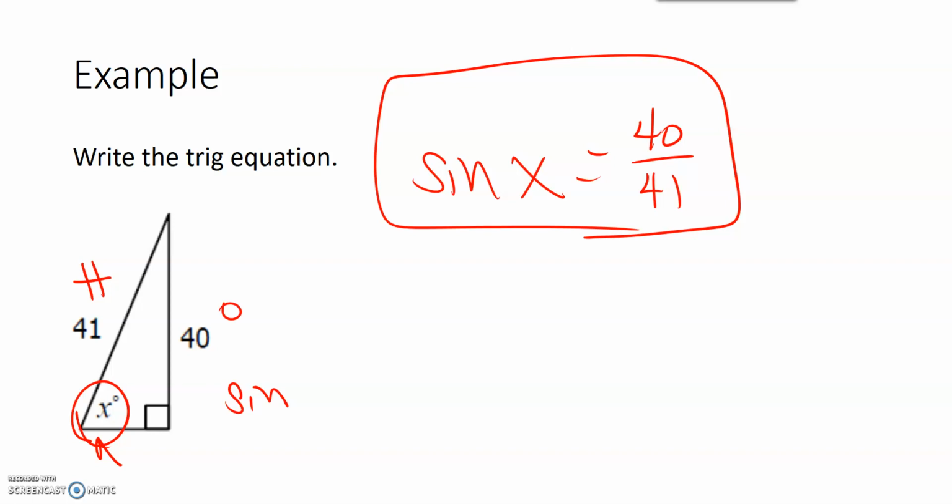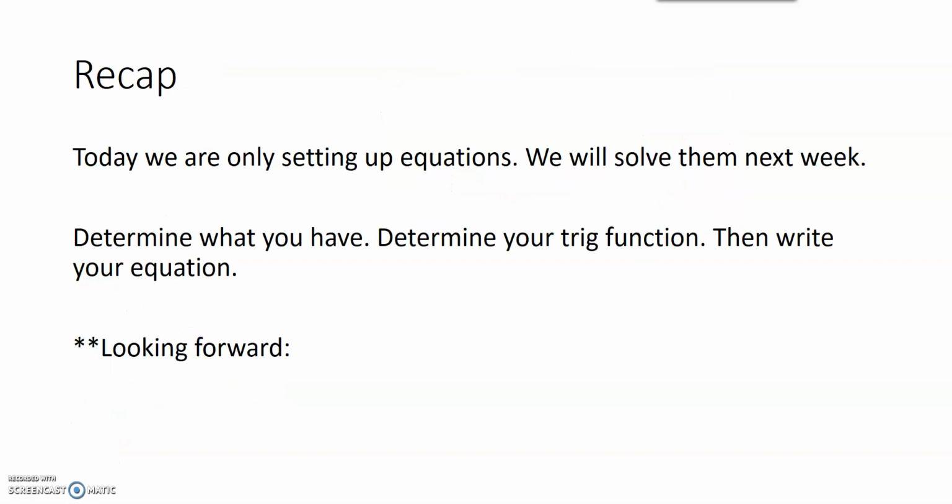You're just plugging in what you can determine from the triangle, and it has to be in that form. The trig function, the angle equals the ratio as a fraction. Okay, so quick recap here. Today, we're just setting up equations. We're going to solve them next week in the next video. So don't get too far ahead. If you want to, you're more than welcome to Google it and start looking at what you could do. But we're going to tie all the last 3 videos together in the next one, okay, when we start solving.